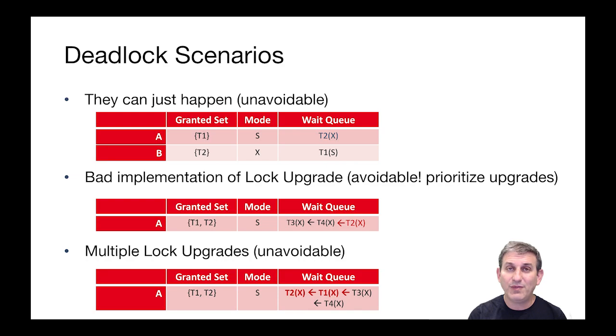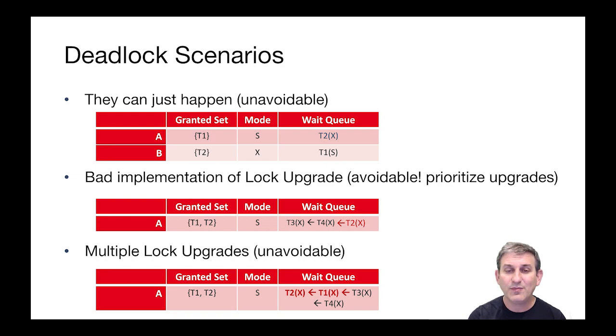Now, another reason that we can get deadlock is if we implement lock upgrade poorly. So this can be avoided by doing the implementation correctly, but it's worth looking at. Look at this scenario. We have transactions T1 and T2 that are in the granted set in a shared mode. And transaction T2 wants to upgrade to an exclusive lock on A. So if we put T2 at the back of the wait queue, notice what's happening. T2 is waiting for T4, T4 is waiting for T3, T3 is waiting for T2. That's a deadlock.